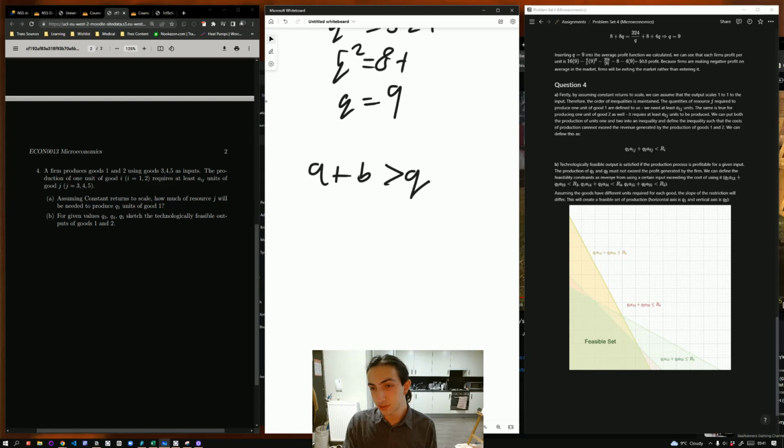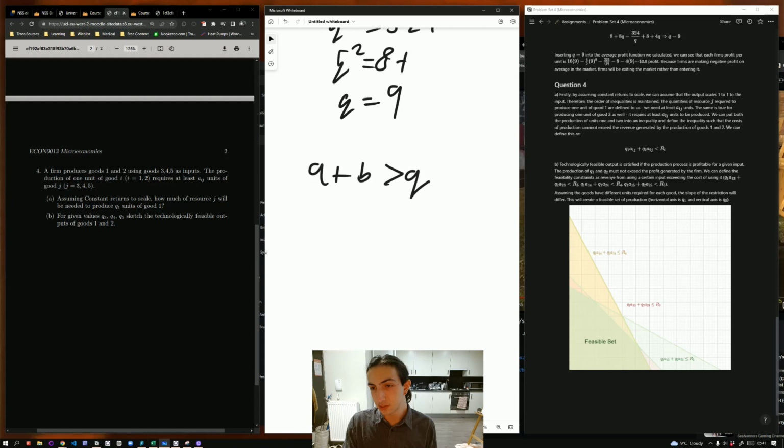Okay, so for quantity 1, it says here, a firm produces goods 1 and 2 using goods 3, 4, and 5 as inputs. The production function of one good, unit i, which is 1 or 2, requires at least a_ij units of good j, which is 3, 4, 5. Assuming constant returns to scale, how much of resource j will be needed to produce q1 units of good 1? So we can define it as an inequality, because I don't think you can give an exact answer. This is far too vague to have an exact answer, so I've done it as an inequality instead.